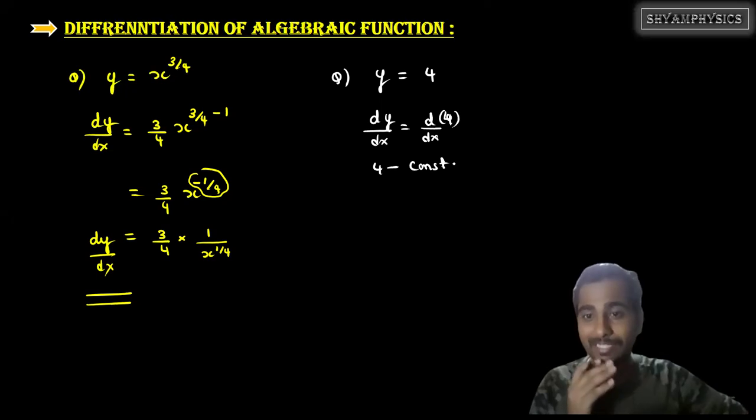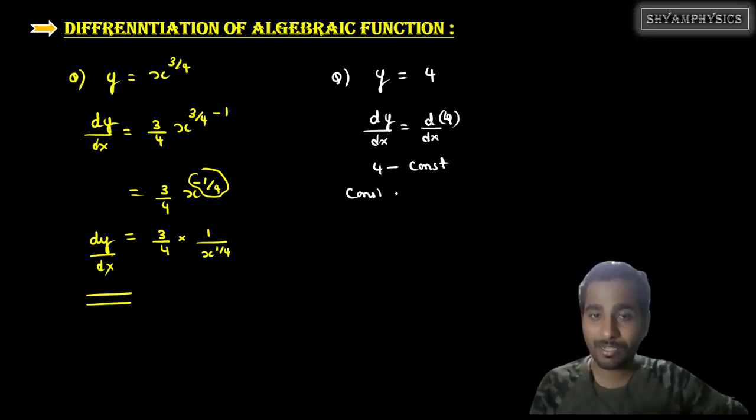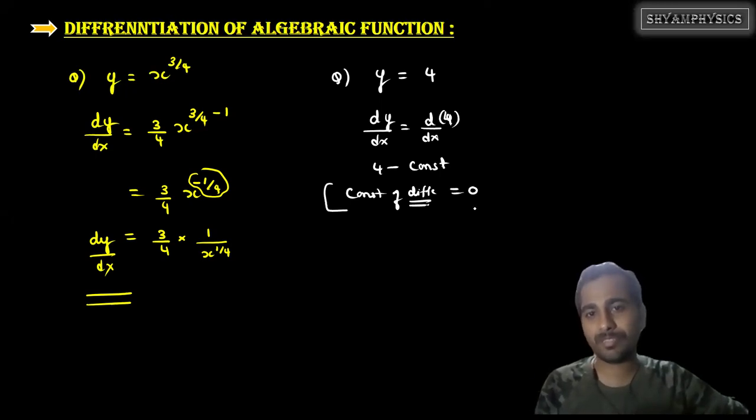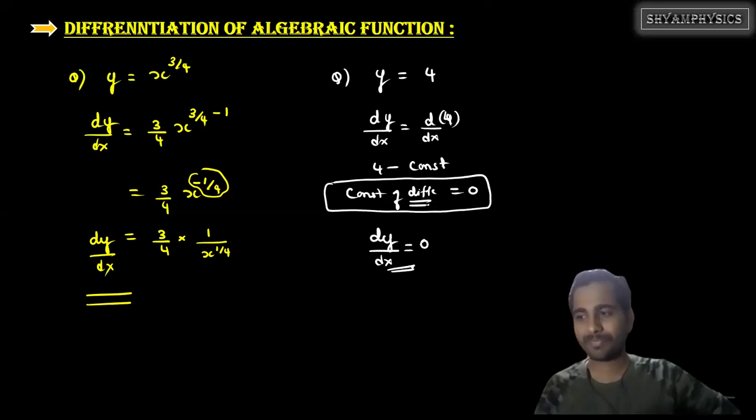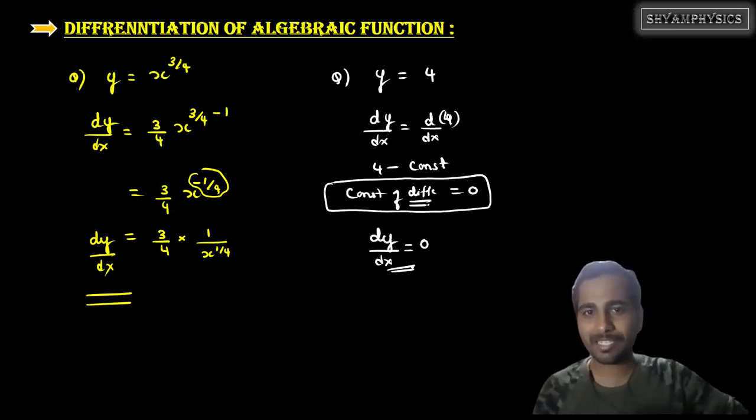For that reason, the differentiation of a constant is equal to 0. Keep this point in your mind. So what is the differentiation of 4 with respect to x? It is very simple. The answer, dy by dx or d4 by dx, should be equal to 0. Is my point clear? Good. We'll go with one more question.